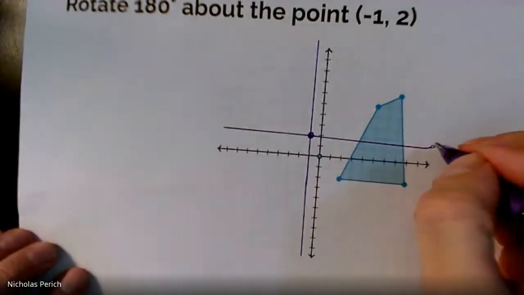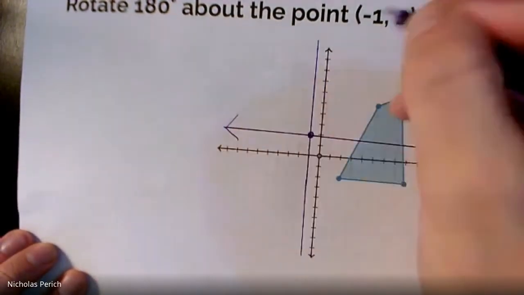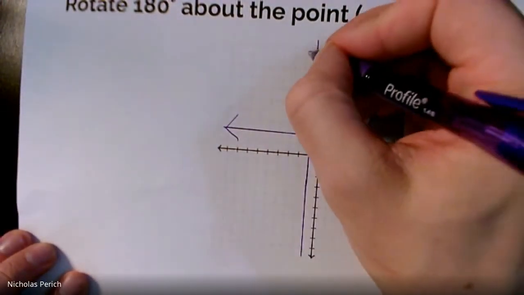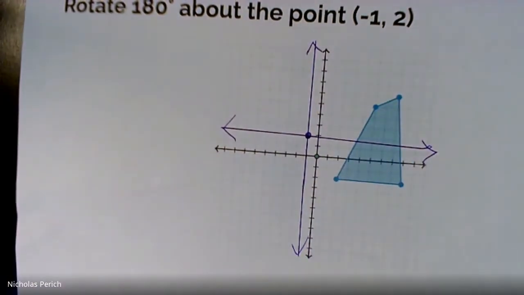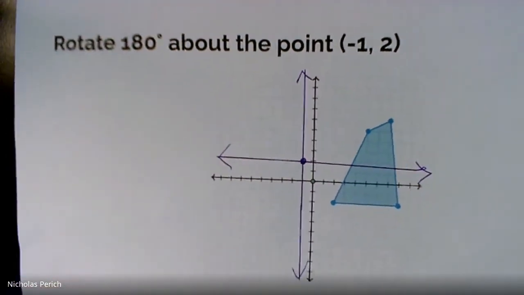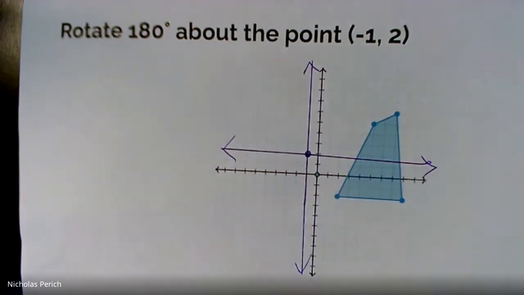So purple is my new axis. Orange is the new black, and purple is my new axis, and I drew that terribly on the right side. That's okay. So this is where it gets complicated. Rotating at 180 degrees means I spin it upside down.